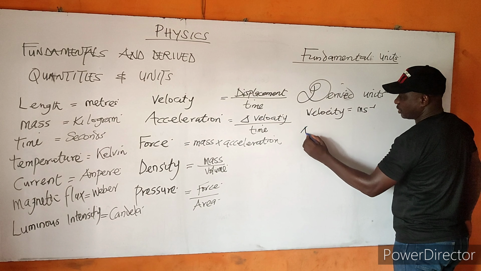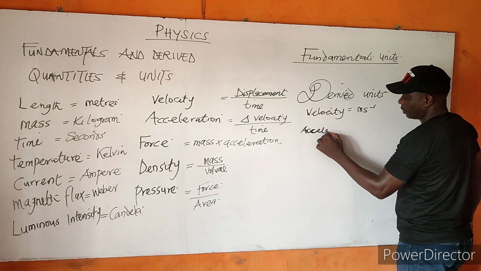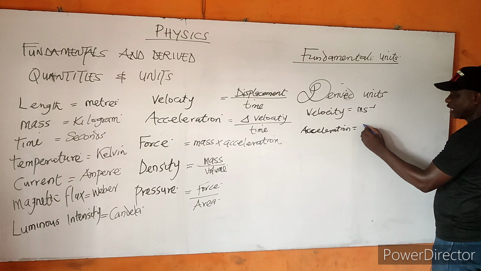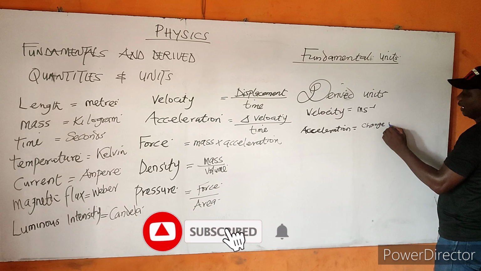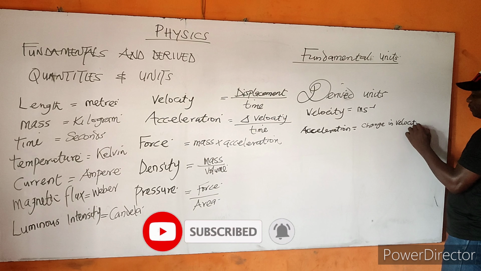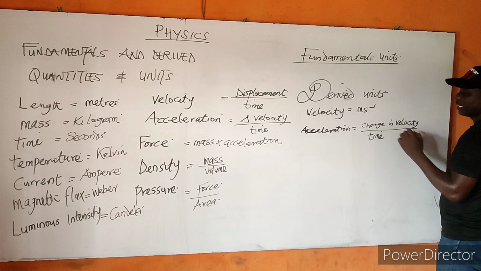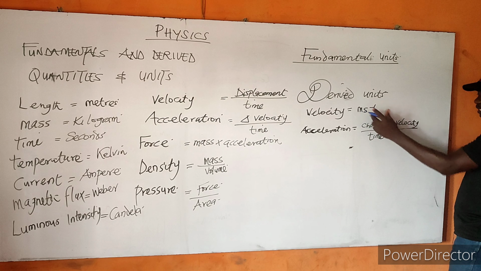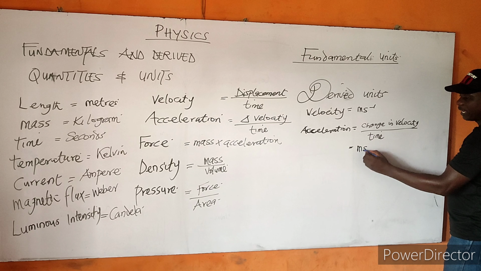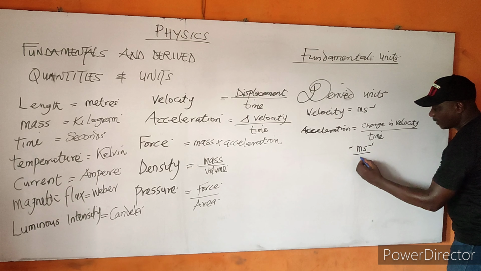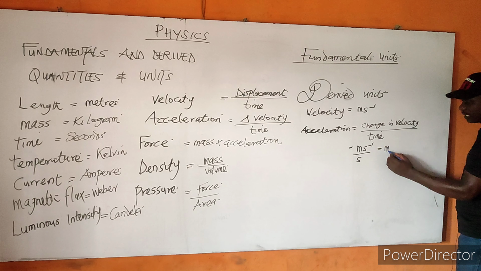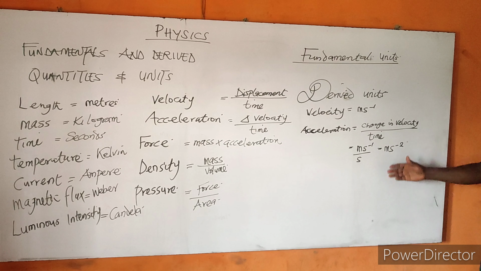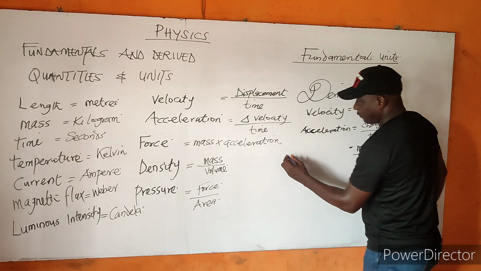Then we talk of the acceleration. Do not forget our acceleration, we said it is the change in velocity of a body with respect to the time it takes the body to change. So, what do we say is the unit of velocity? That is meter per second, and again, all over second. So this one gives us meter per second, which is also referred to as meter per second squared.